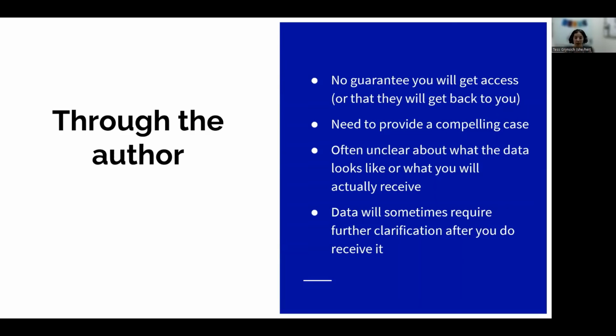If you need to request data from an author, there's no guarantee you will get access or that they will get back to you. You need to provide a compelling case for why you need that data, and it's often unclear what the data looks like or what you will actually receive. Data will sometimes require further clarification after you do receive it.